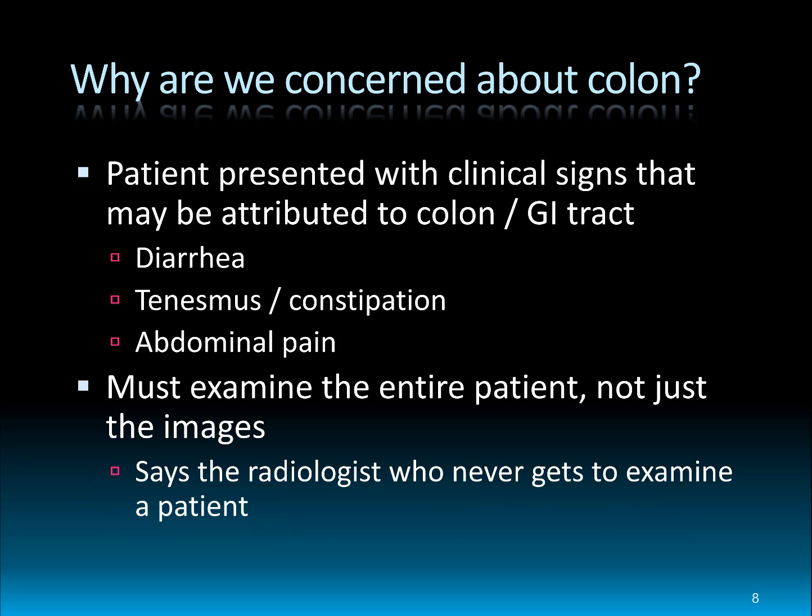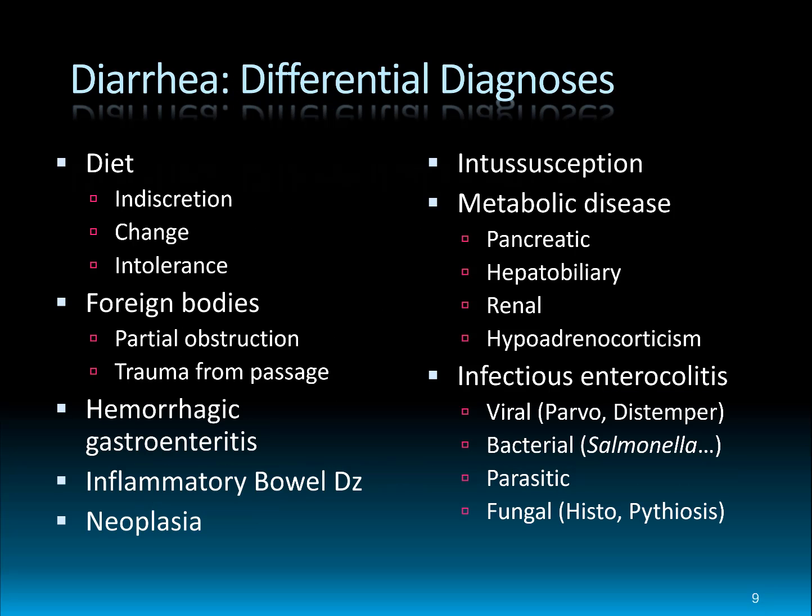We get concerned about the colon as a possible cause of clinical signs when we see diarrhea, when we see constipation in a patient, straining to defecate. Any sort of abdominal pain could roll back to the GI tract. Ultimately, you have to evaluate the whole patient because certainly a number of diseases can be present. It doesn't have to be the colon even with one of these clinical findings.